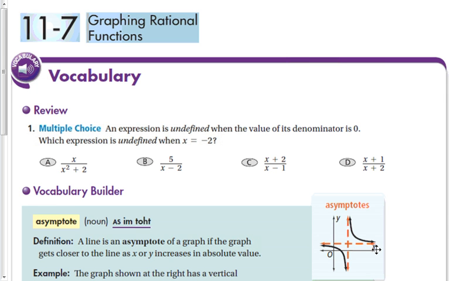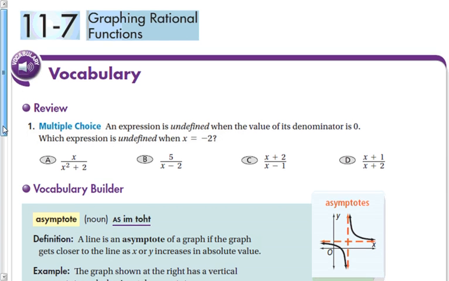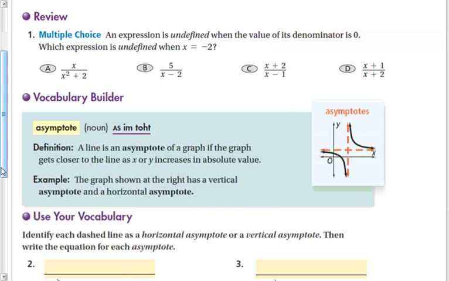In this lesson, we're going to learn how to graph rational functions. Some really important vocab, so carefully go through that, and I'll check back with you.